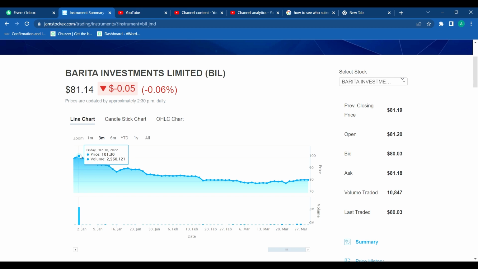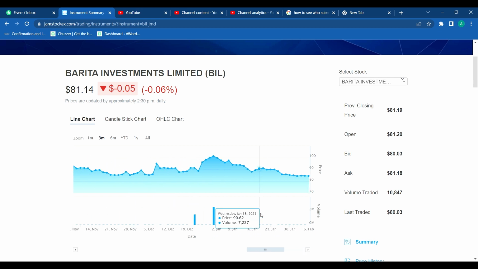Now this chart is good to work with because it shows you how volatile this stock is, how heavily traded it is, and it can give you a pretty good idea of whether or not you should buy this stock in the long or short run and keep it for the long haul or trade it.